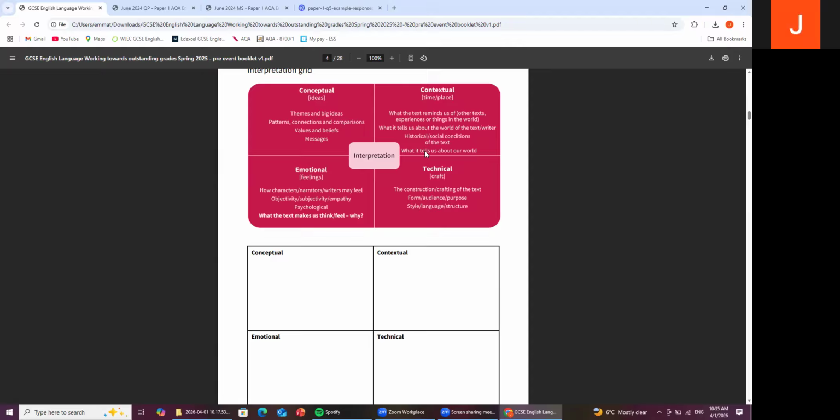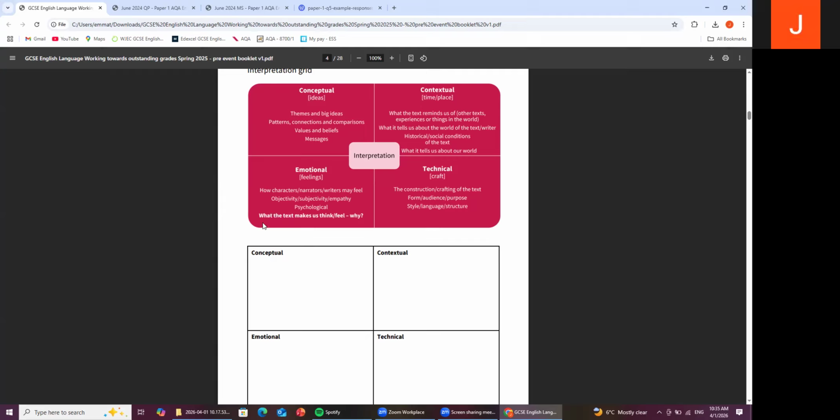Or what does it tell us about the world? Maybe you could be inclined to say hot weather has always been difficult for the environment, for humans, for animals and creatures, and so on. Could we link it to the theme of perhaps the weather changing, climate change, perhaps, or how humankind has always faced challenges with the weather, things like that?